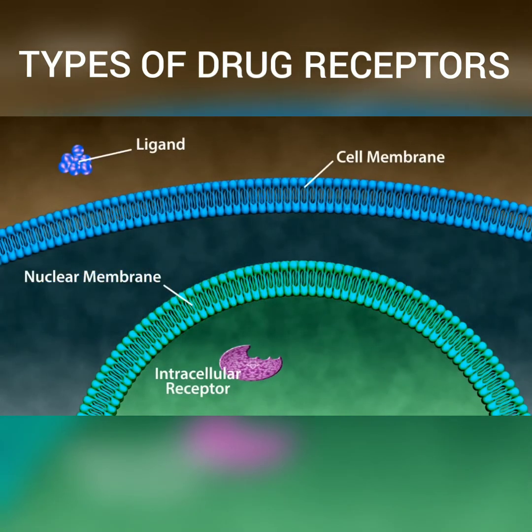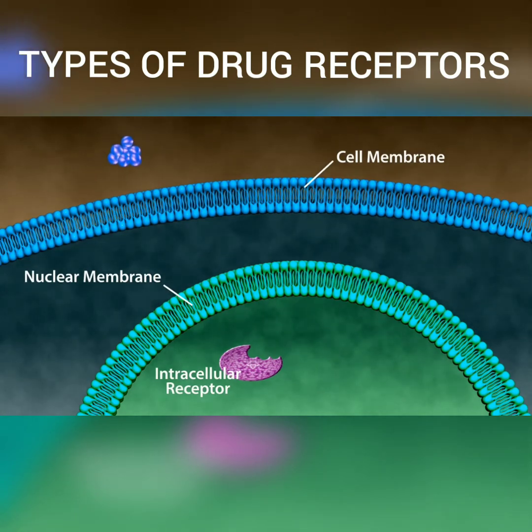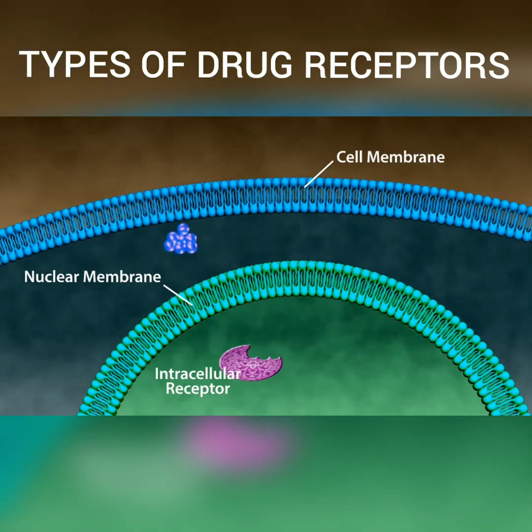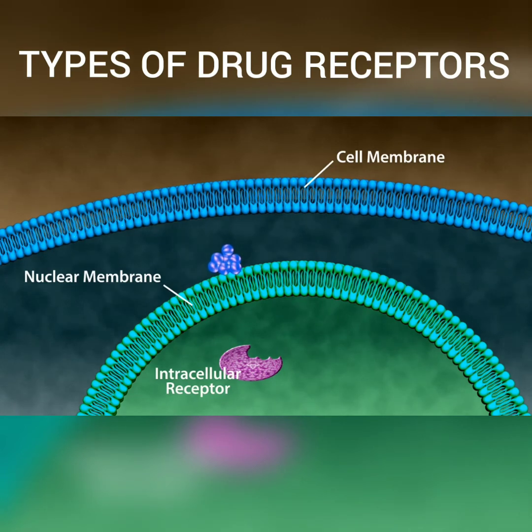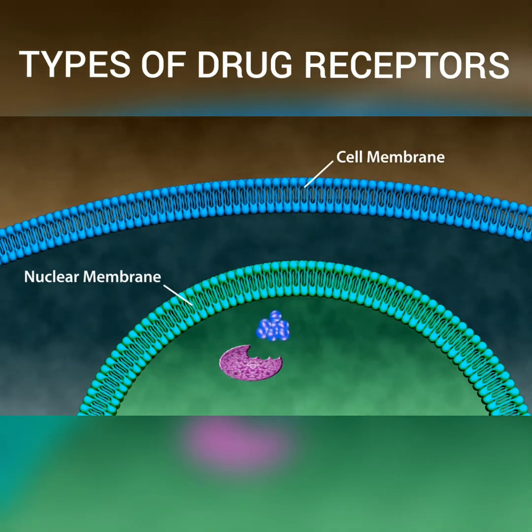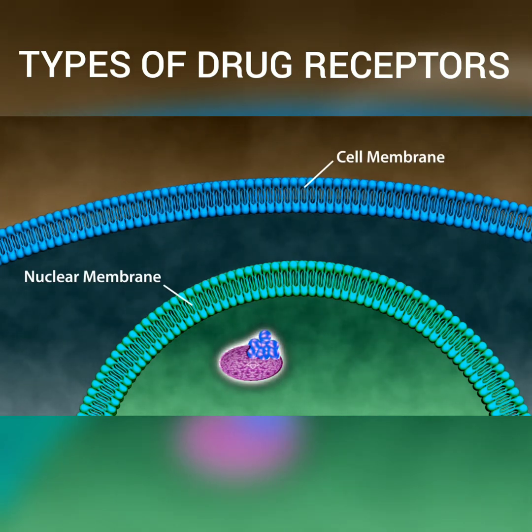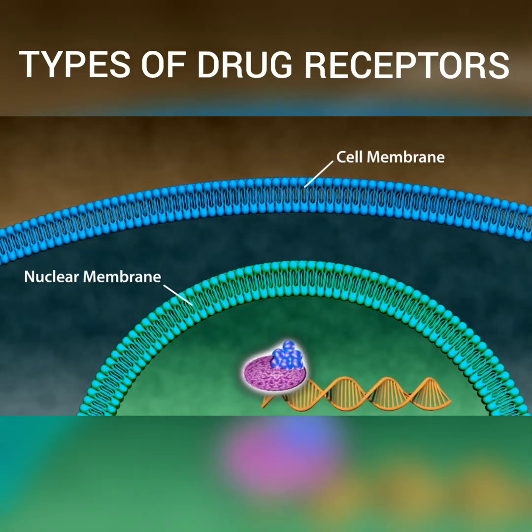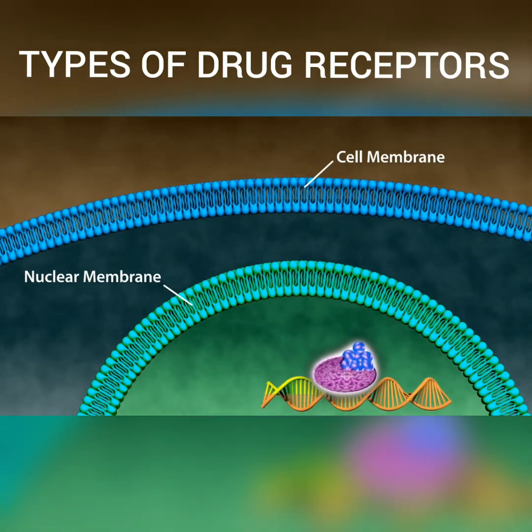Intracellular receptor. Ligands that pass through the cell membrane enter the cell and into the nucleus, crossing the nuclear membrane. After entering the nucleus, the ligand binds to the intracellular receptor. This can alter the transcription of DNA within a cell.